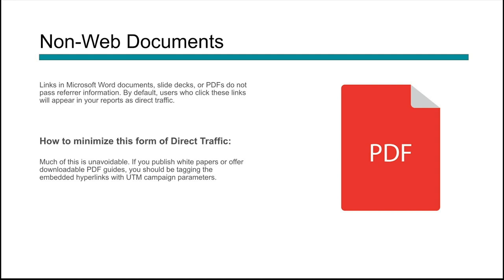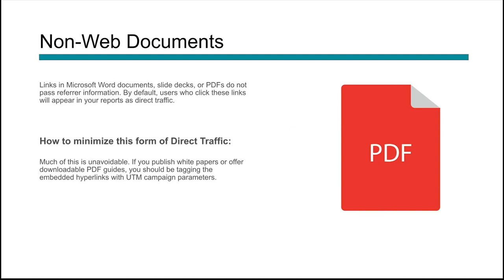So one type of content that's hard to track are things like Word documents and decks and PDFs. And they can pass referral information, but you really need to be meticulous about how you set that up. When users click these, by default, it's going to appear as direct traffic. Now, PDFs are crawlable and searchable, but they're not technically web pages. So this can be fixed a little bit, not all the way.